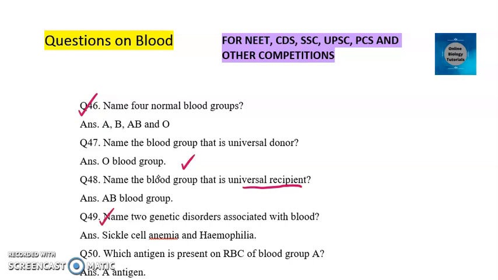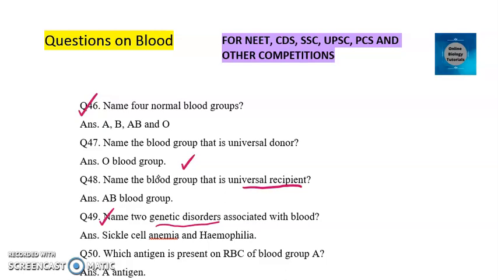Question number 49, name 2 genetic disorders. If you have seen the previous questions carefully, I have already stated that these are genetic disorders, meaning a person suffers from these diseases since birth. So these are sickle cell anemia, hemophilia, even thalassemia can come into it.